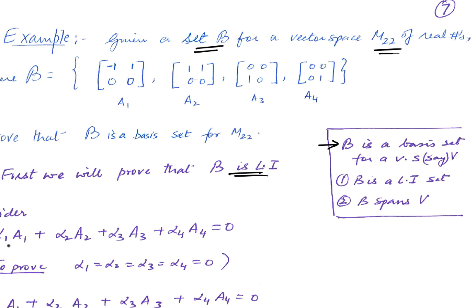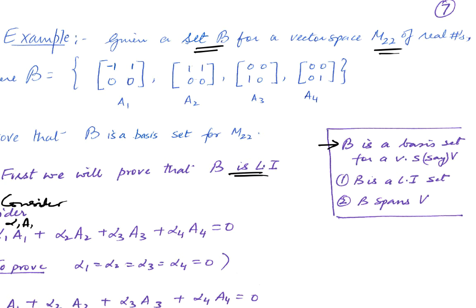So we consider alpha 1 A1 plus alpha 2 A2 and so on equal to zero, and we have to prove that each of the alpha i's is 0. The only way this equation will hold is if the alpha i's are 0. And keep in mind that I have posted all these notes on D2L. So when you're looking through the videos, make sure that you have the notes handy with you.